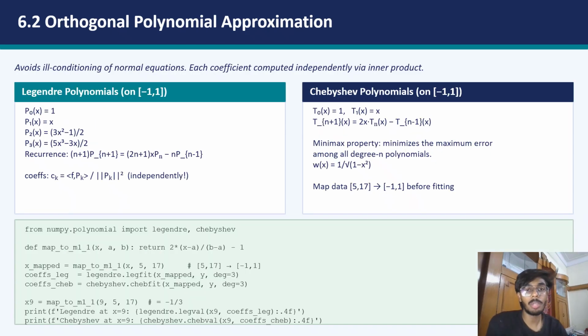Then we have orthogonal polynomial approximation. This is the most preferred approximation method. It avoids the ill condition of the normal equation. Each coefficient is computed independently via inner product.